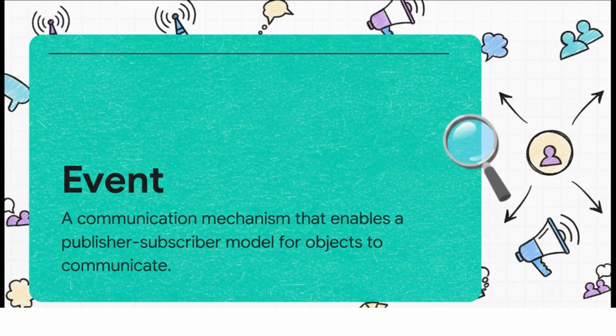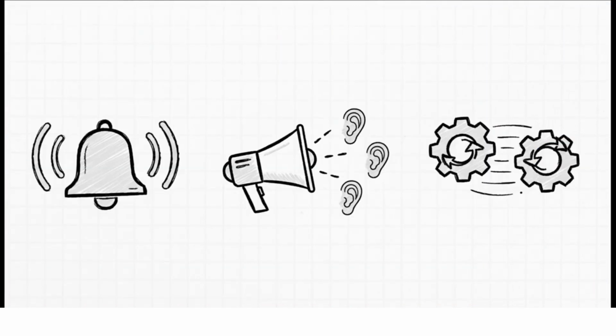And anyone who's decided to tune in, the subscribers, they get the news. This is what we call the classic publisher-subscriber model. The event is the official channel. One object, the publisher, sends out a notification that, hey, something important just happened. And any other objects, the subscribers, can choose to listen in and react to that news if they care about it. So events are all about broadcasting notifications.